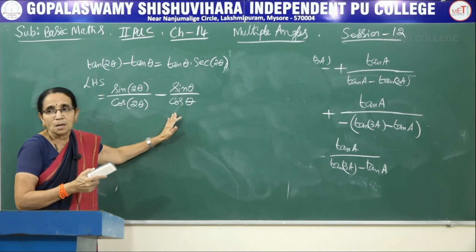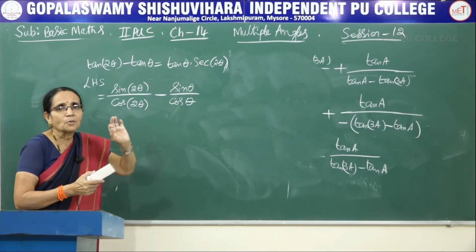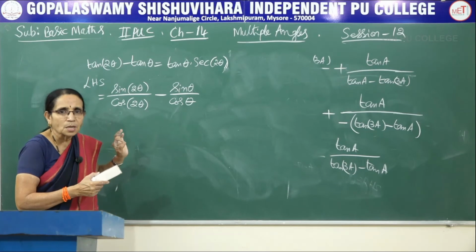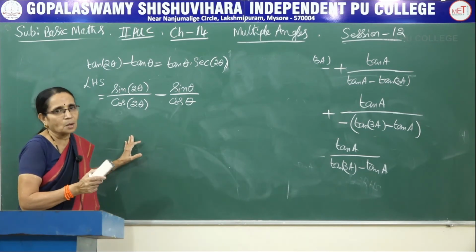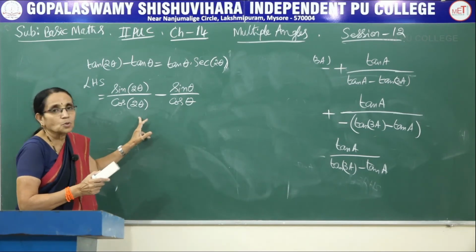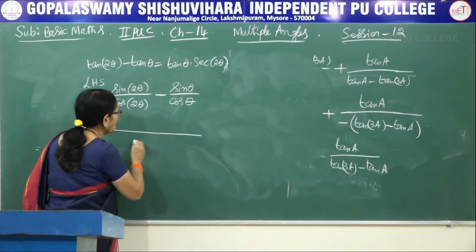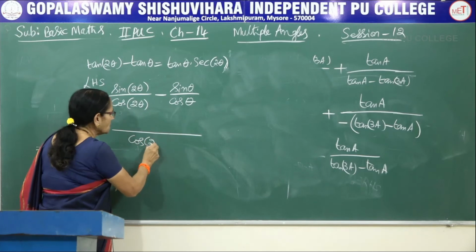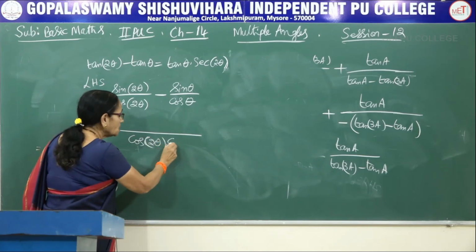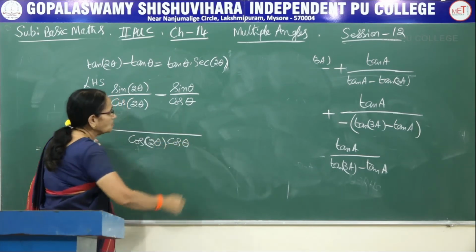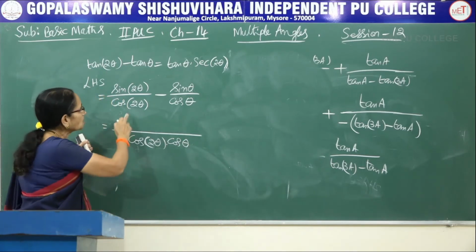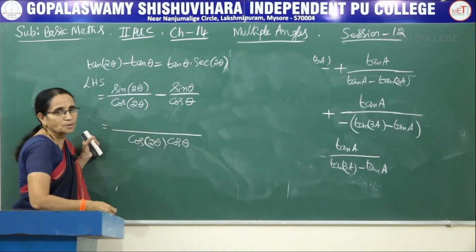Now what did we get here? We got the difference of two fractions. What is the procedure? You have to take the LCM. We have two different denominators, so the product of the denominators will become the LCM. So cos of 2 theta into cos theta.